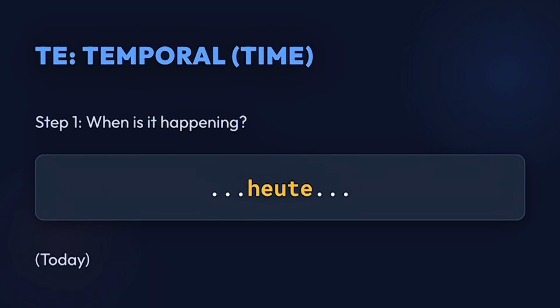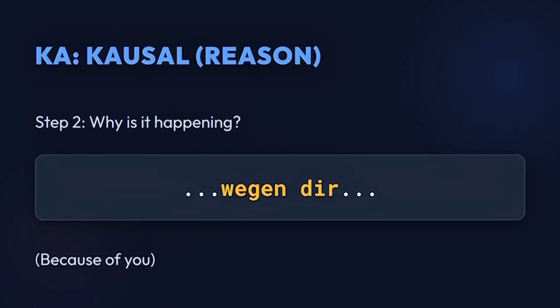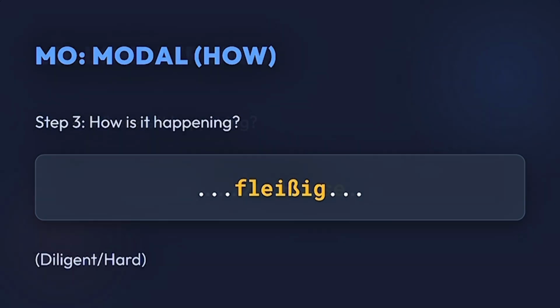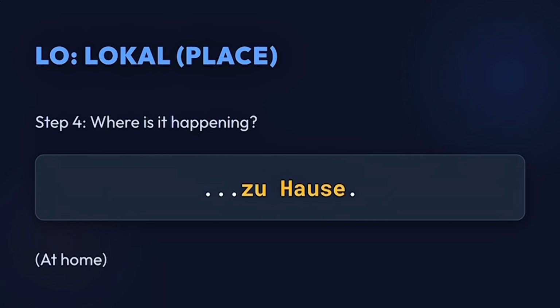T, temporal, time. Step number 1, make sure that you know when it is happening. For example, heute, today. Step number 2, it's causal, reason. Why is it happening? For example, wegen dir, because of you. Modal, how. How is it happening? Fleißig. We can translate it as diligent or hard. Then local, it's a place. Where is it happening? For example, zu Hause, at home.